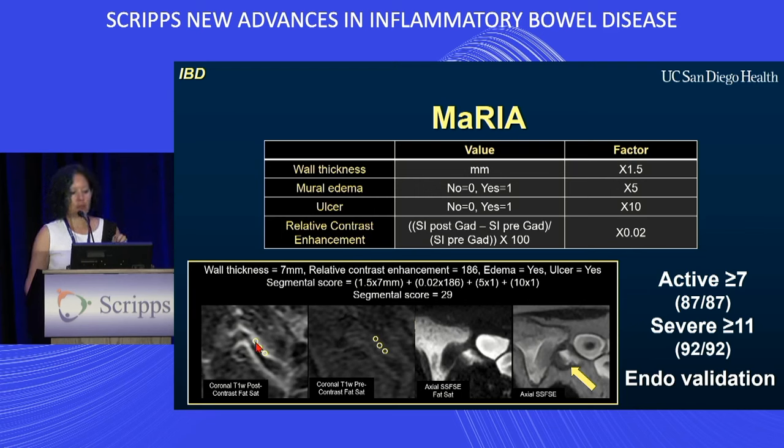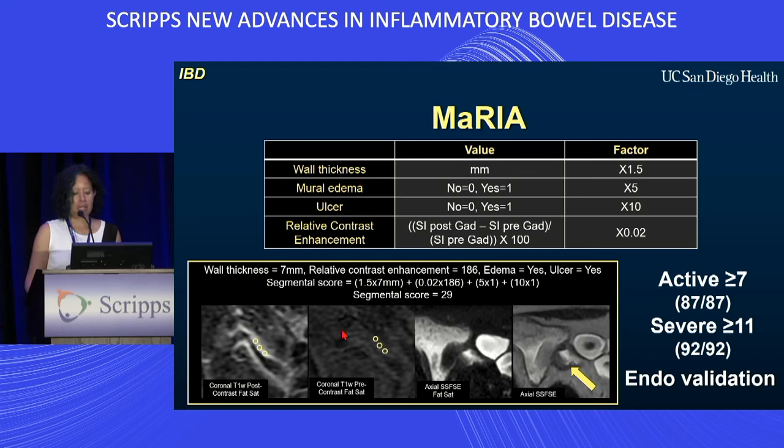Make sure that you put those little regions of interest in the exact same location on the pre-contrast imaging, and then do this calculation of the signal intensity post-GAD minus the pre-GAD, divided by the pre-GAD, and then multiply that by 100. And then you multiply that by 0.02. This is not fun to do, and it's certainly not something that's automated at this point. The other things that go into this score are wall thickness, mural edema, as well as ulceration.